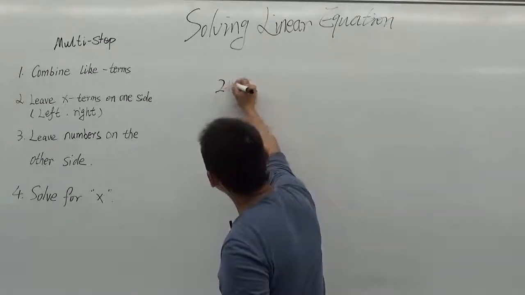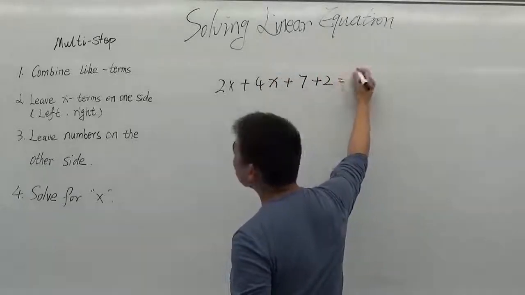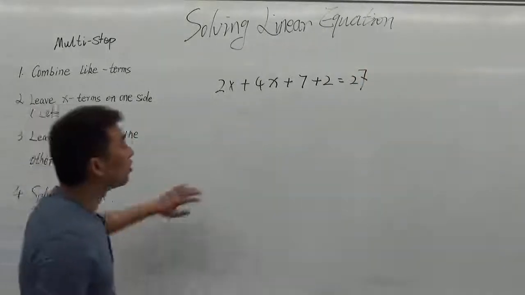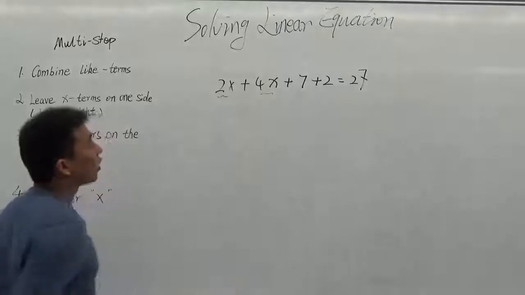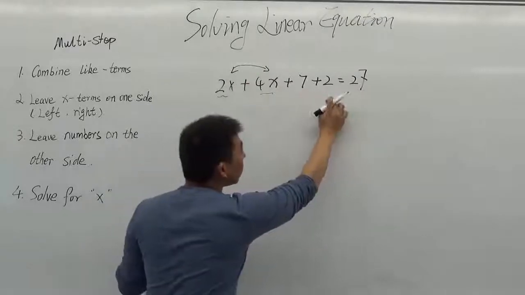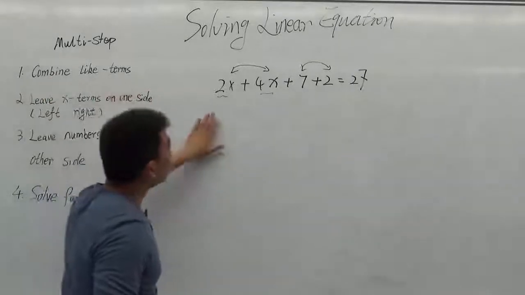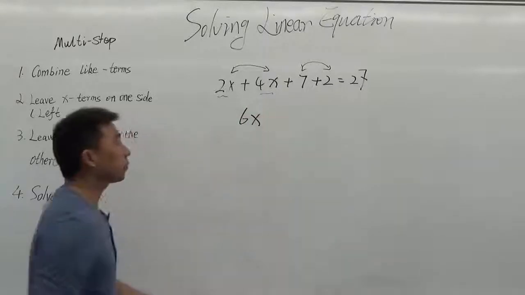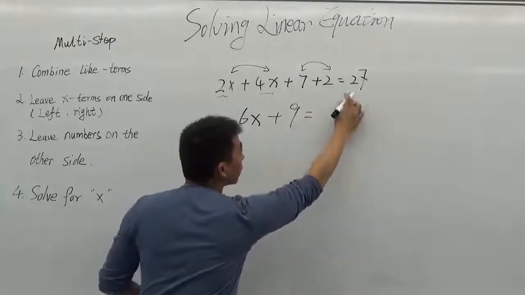We have 2x plus 4x plus 7 plus 2 equals 27. This one has on one side a 2x and 4x. Those are like terms because both terms have x. We can combine them. And 7 and 2 are just numbers, we can combine them also. So actually the first step here is to combine like terms. Then 2x plus 4x gives us 6x. Then 7 plus 2 gives us 9, equals 27.